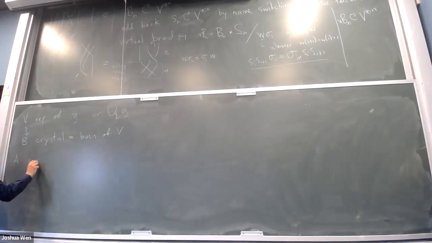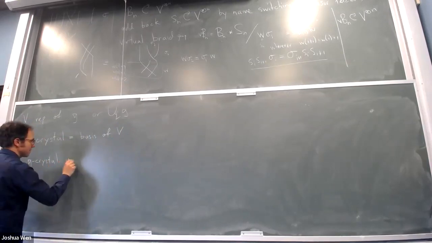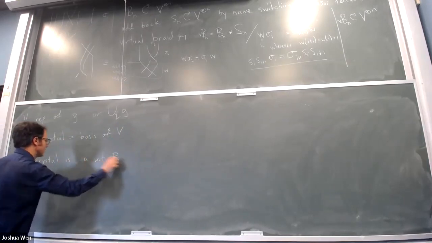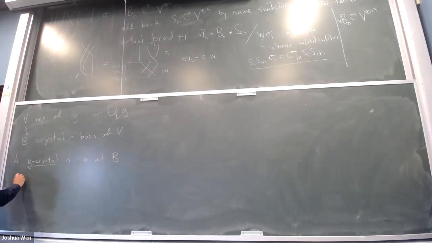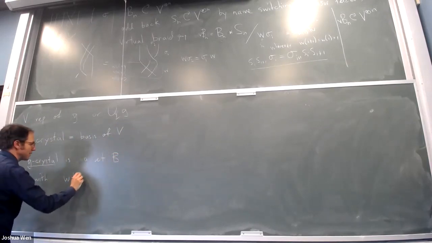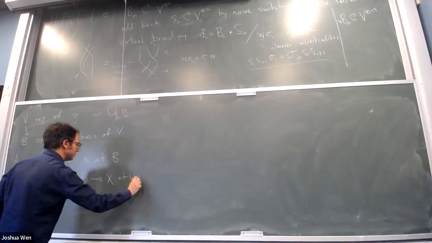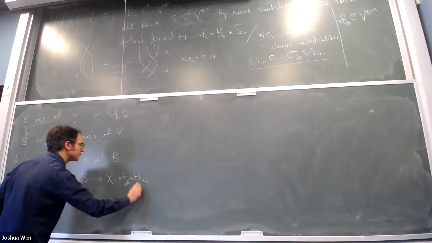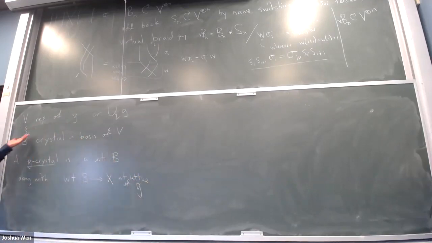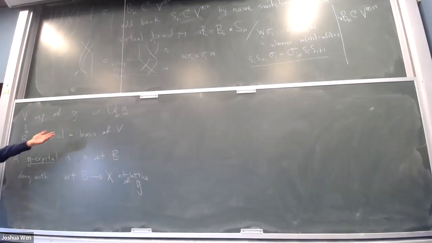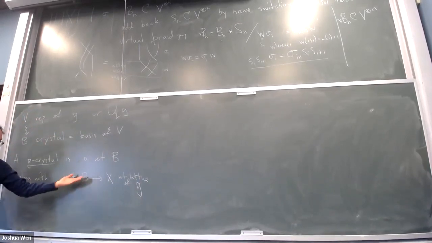So instead of a G representation, I say a G crystal. G is still a semi-simple Lie algebra. So a G crystal is a finite set B, along with some data. The first piece of data is a map from the set to the weight lattice. If you have a weight basis, talking about the weight decomposition, then every basis vector has a well-defined weight, so it's like that map.